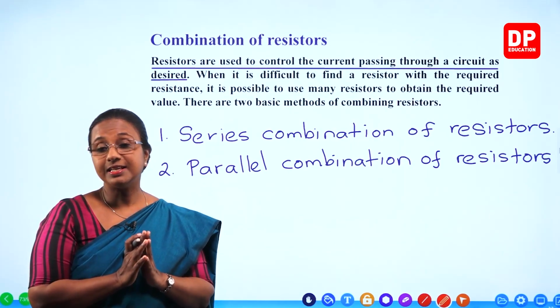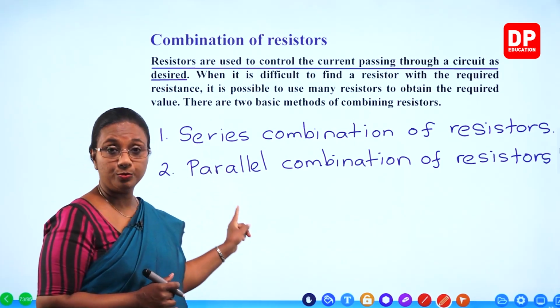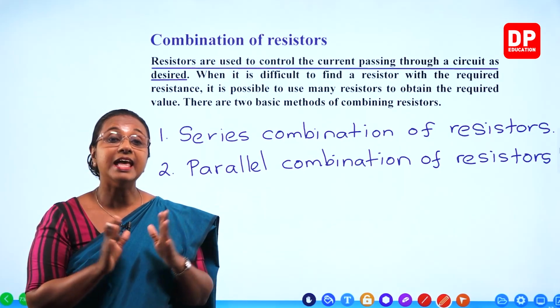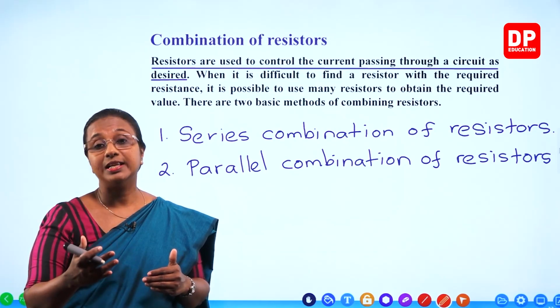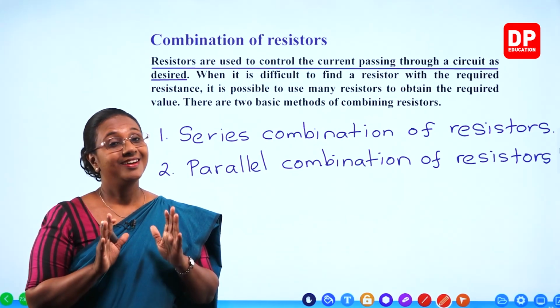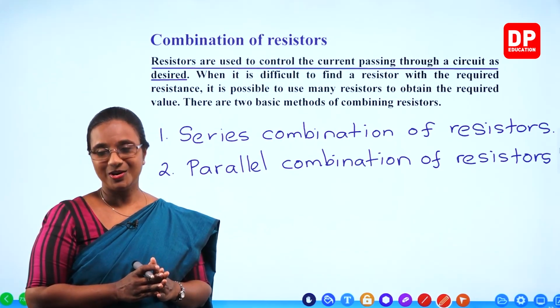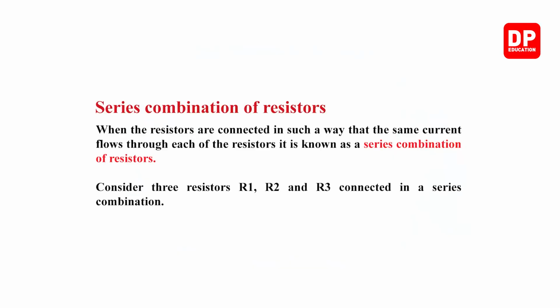To understand that combination, we will discuss these two methods one by one, and then we will try to understand how we can calculate the equivalent resistance. So with that, students, I'm going to move on to the next slide. The first one is series combination of resistors. When the resistors are connected in such a way that the same current flows through each of the resistors, it is known as a series combination of resistors.